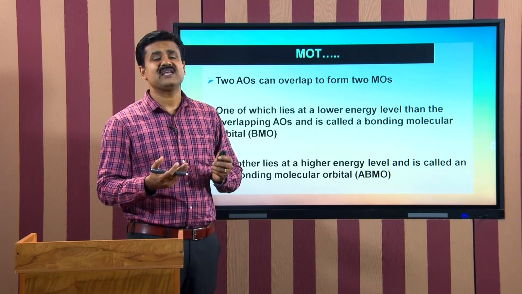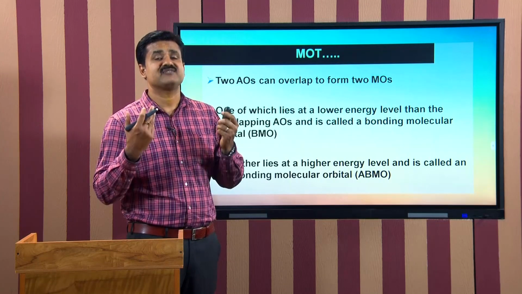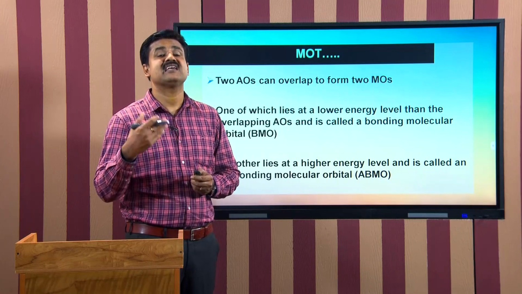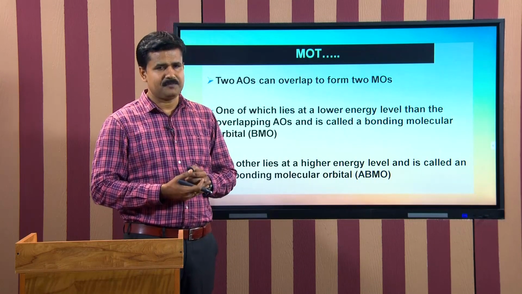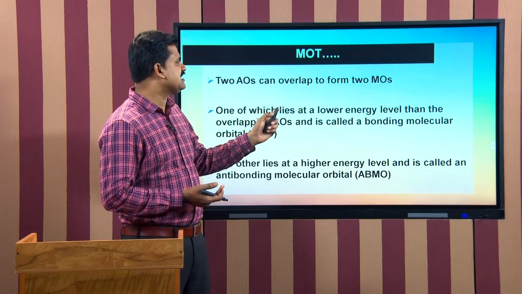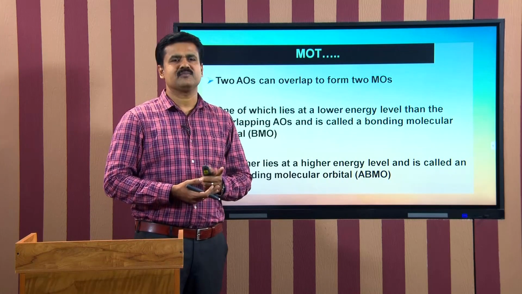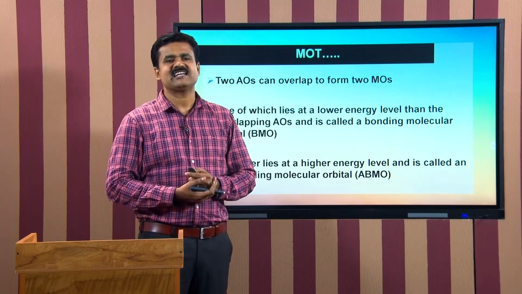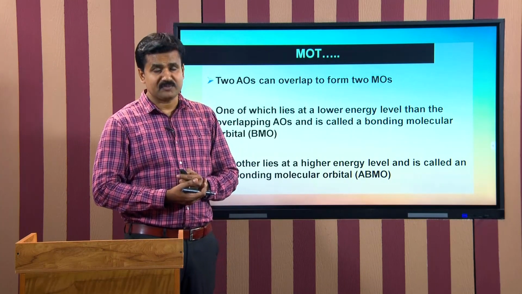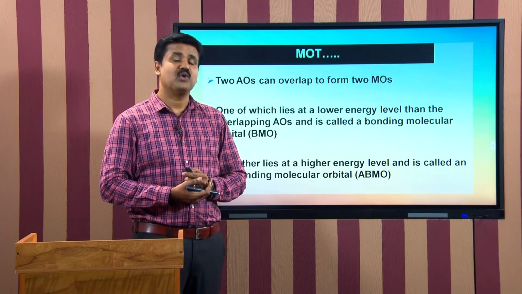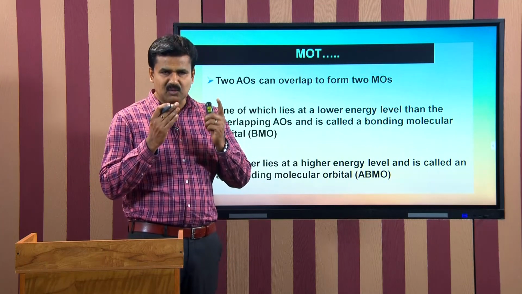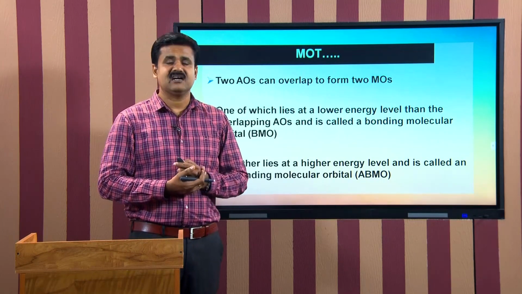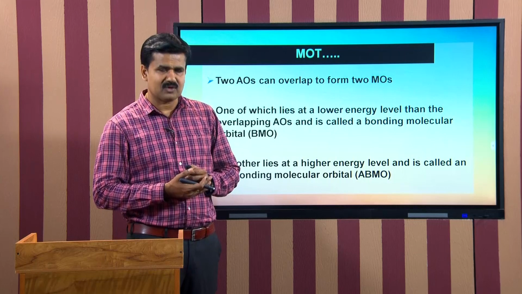So, overlapping gives us a physical representation or physical picture, and linear combination represents the mathematical idea behind the principle. Now, among the two molecular orbitals, one lies at a lower energy level than the overlapping atomic orbitals and is called the bonding molecular orbital. The other lies at a higher energy level and is called the anti-bonding molecular orbital.